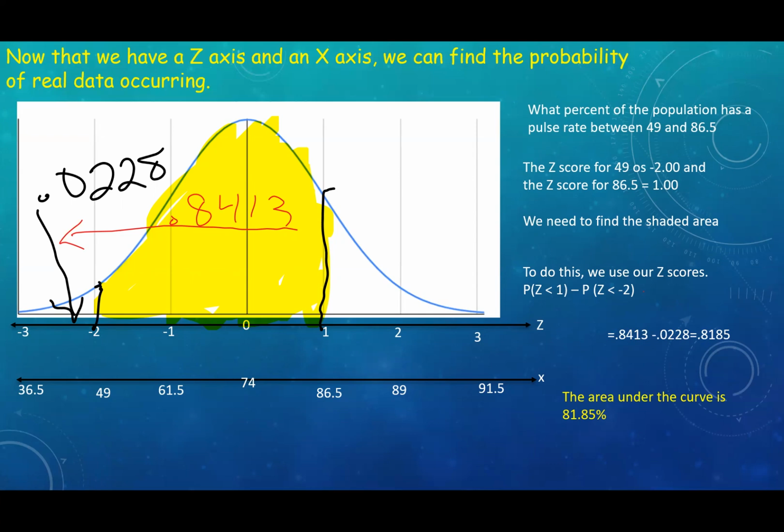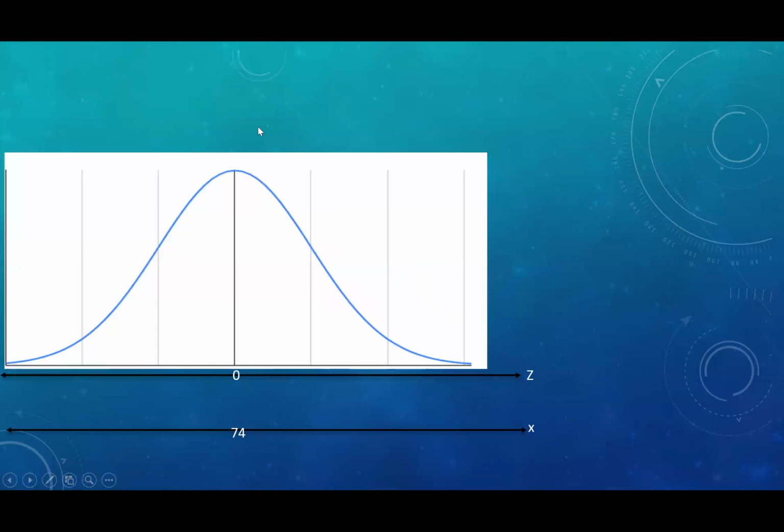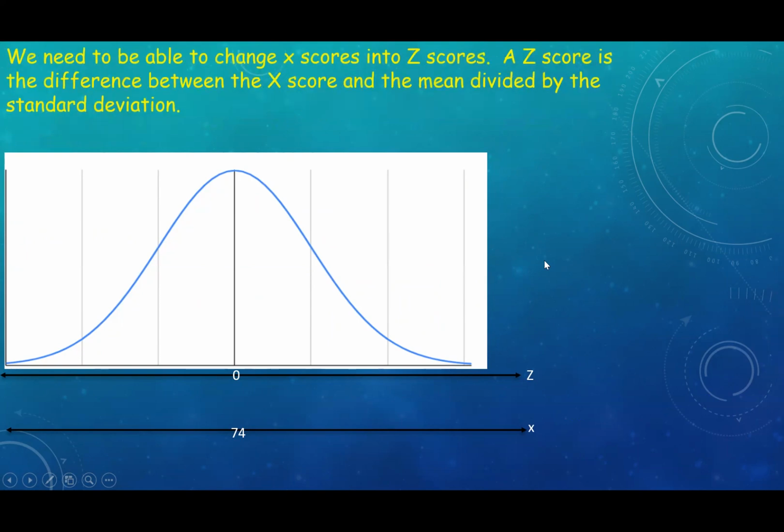Now, I didn't show you how to convert z-scores to x-scores or x-scores to z-scores, but I will now. So we're going to use the same data set where the mean was 74 for pulses. And here's our normal distribution curve with our z-axis and our x-axis. So we need to be able to change x-scores to z-scores. A z-score is the difference between the x-score and the mean divided by the standard deviation. There's the formula. So if we know the x-score and we know the mean and we know the standard deviation, the z-score will equal the x-score minus the mean divided by the standard deviation.